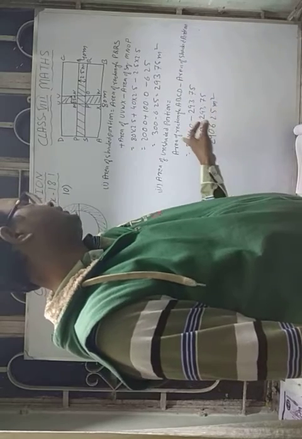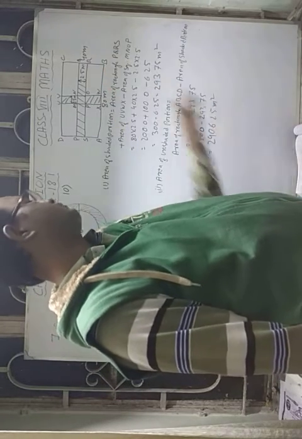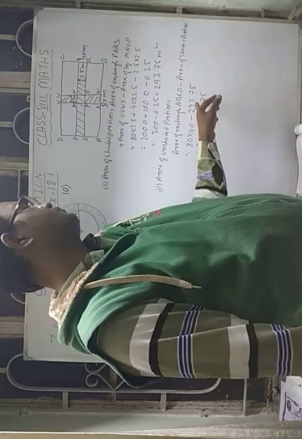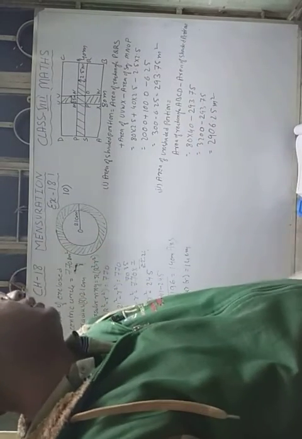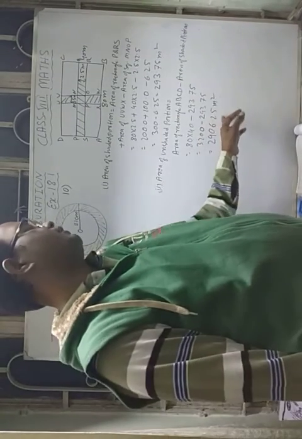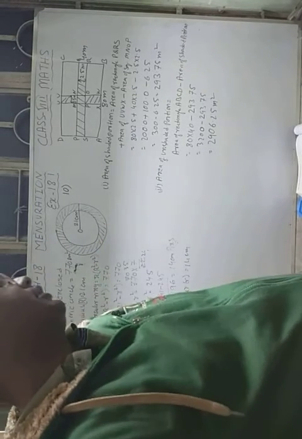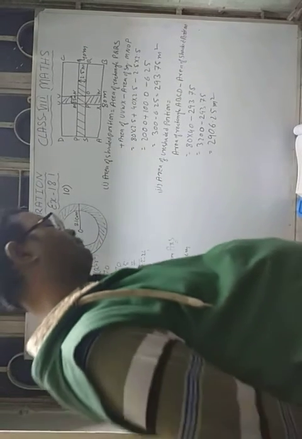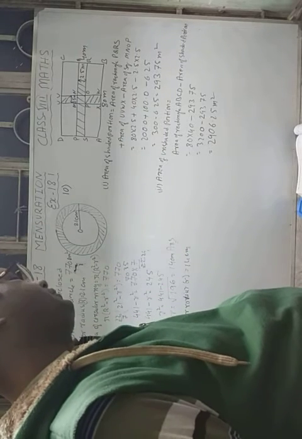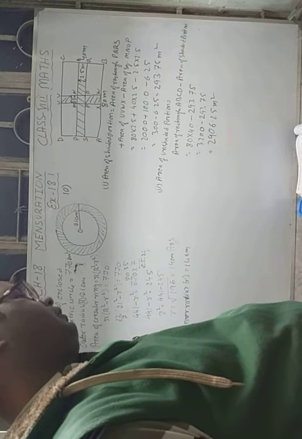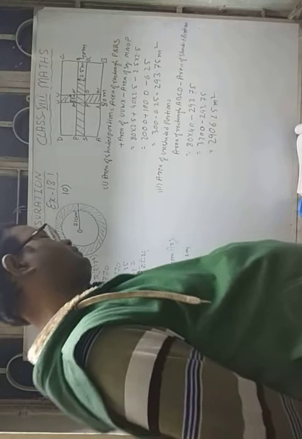So the area of the rectangle is 80 into 40. Length is 80, breadth is 40. So 80 into 40 minus 293.75. When you equate it, you will get 2906.25 meter square, which is the area of the unshaded portion. Okay, so in this way you have to find this question's area. Understood? I think you have already understood.